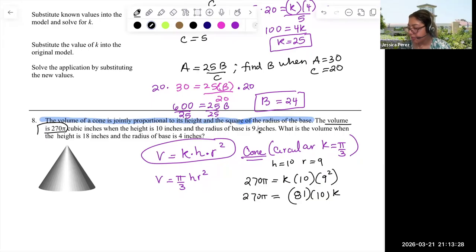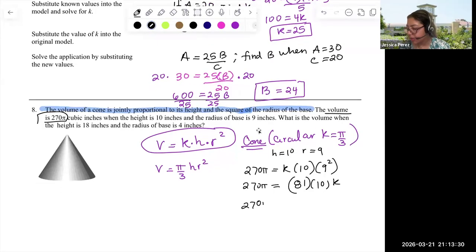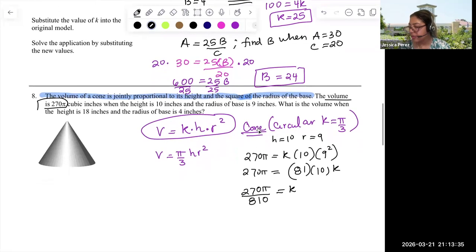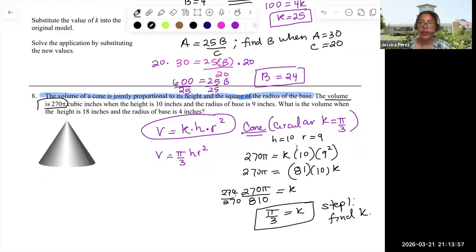So then we divide both sides. We get 270 pi over 810 is equal to K. So we simplify this. They're both divisible by 270. So then I get pi over 3 is equal to K. So that was step 1, finding K. Find K with the given values. So the given values were H to be 10 and R to be 9.